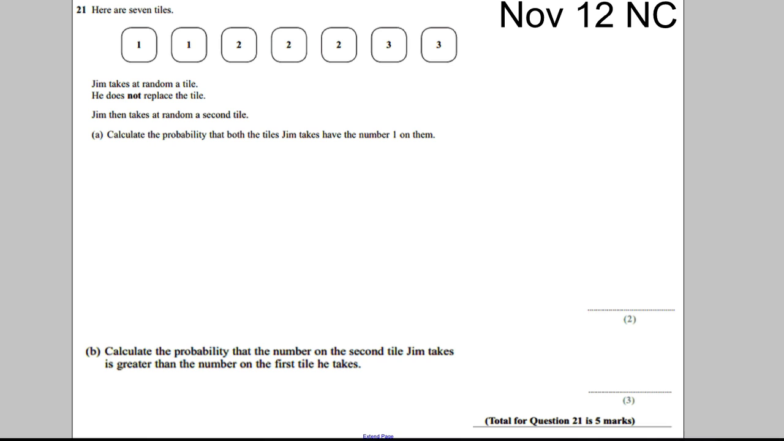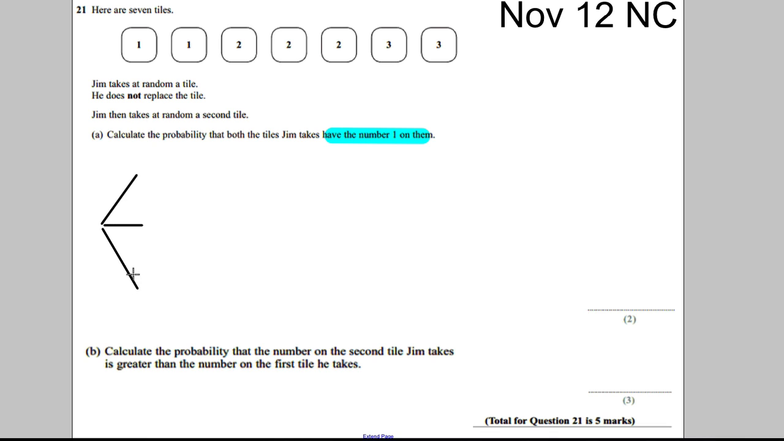Okay, so this one is slightly more complicated. It says there are 7 tiles, and Jim takes a random tile. He doesn't replace it, then he takes another. Calculate the probability that Jim takes one with number 1 on it. Well, what are the options you can take on the first tile? Let's draw a probability diagram.